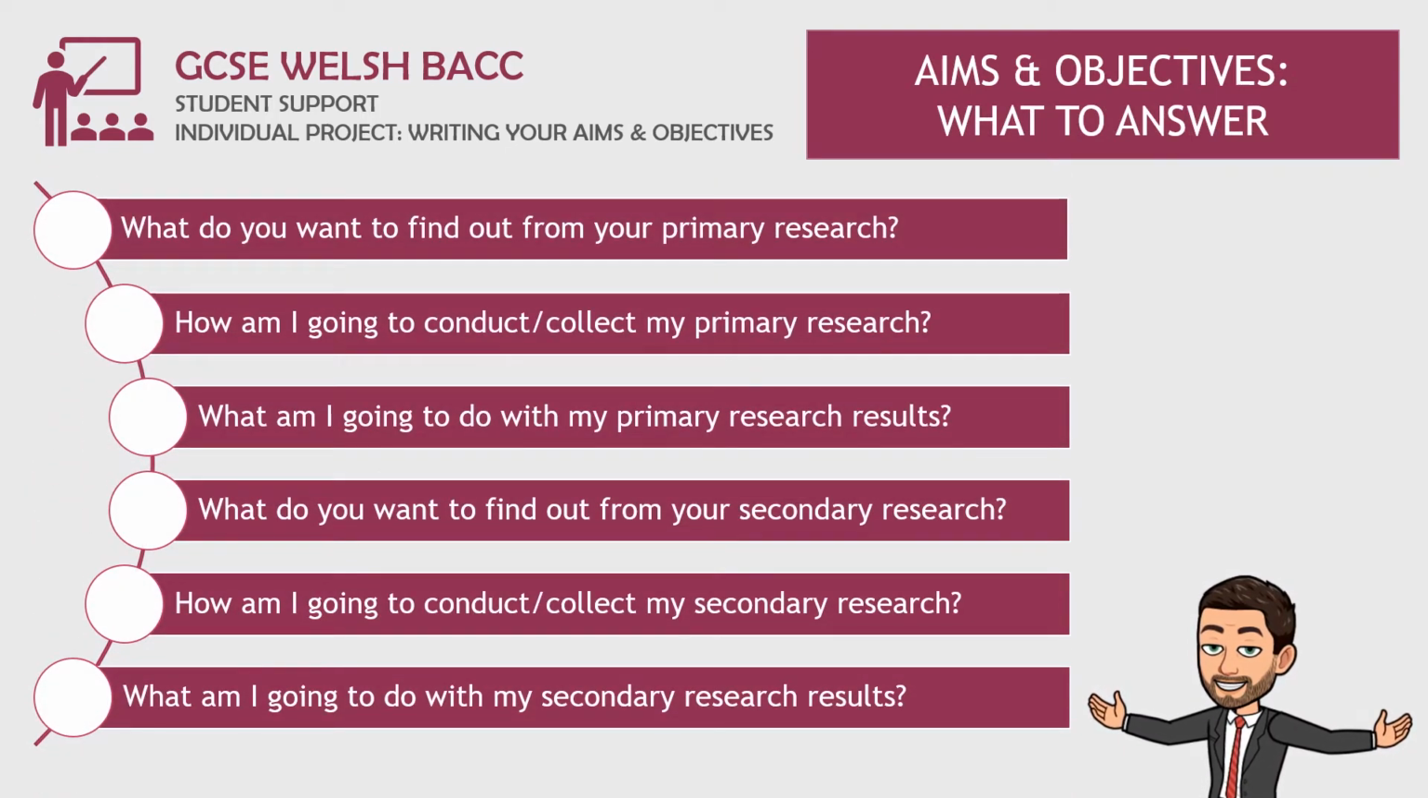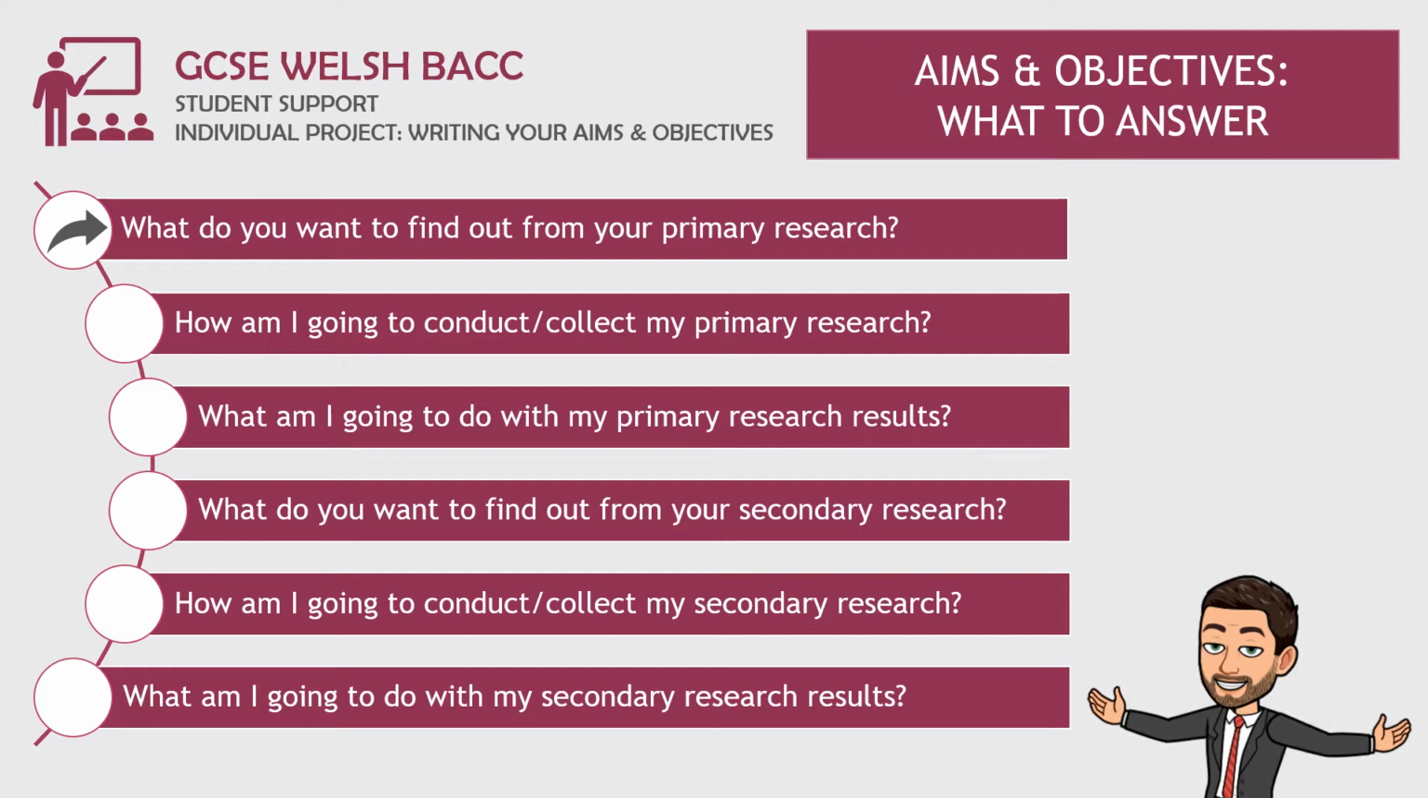For this example regarding aims and objectives, we're going to be looking at creating 2 aims with 2 objectives. So what do you need to answer to achieve that? The first aim is focusing on your primary research. So the first part you have to answer is, what do you want to find out from your primary research?